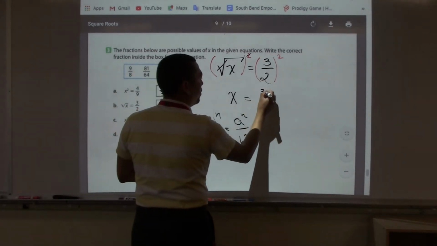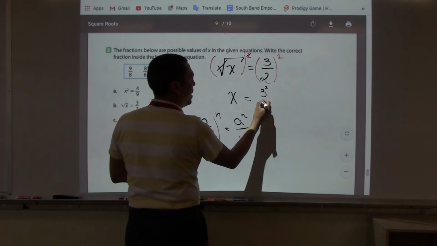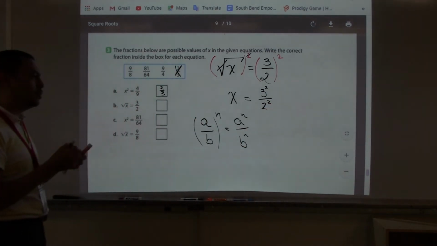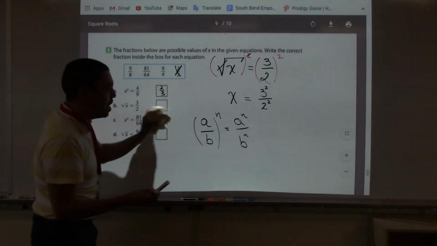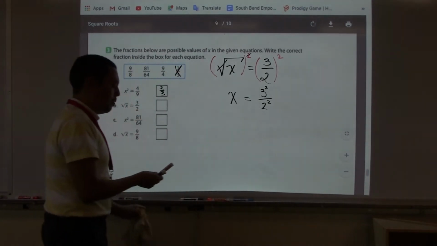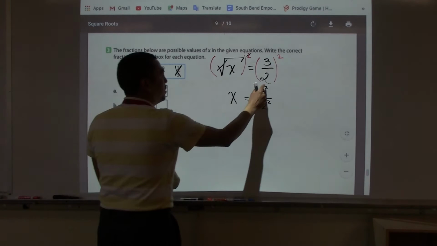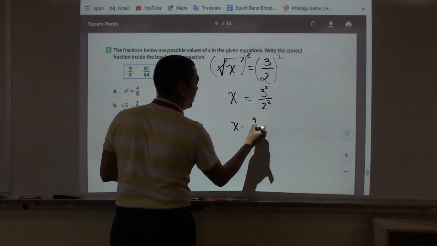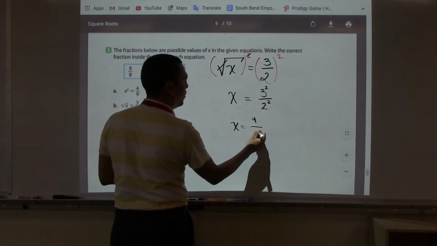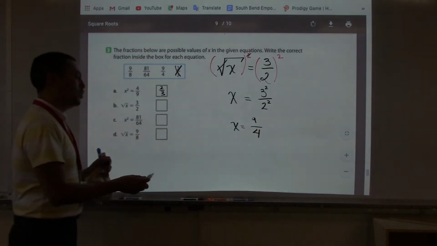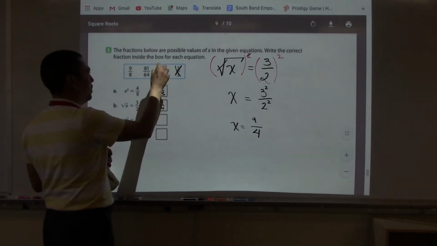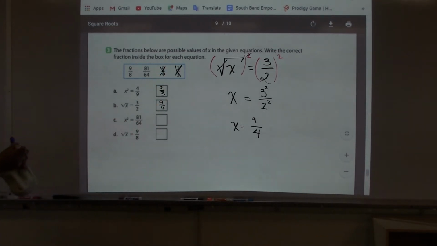So we have 3 to the second power and 2 to the second power, following those properties of exponents that we saw in lesson 1. So what we are going to do now, 3 to the second power is 9, so x is equal to 9 over 2 to the second power, which is 4, and my solution is 9 over 4. So 9 over 4. This one goes away.